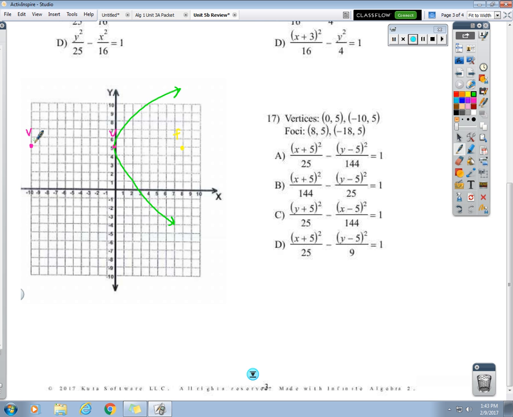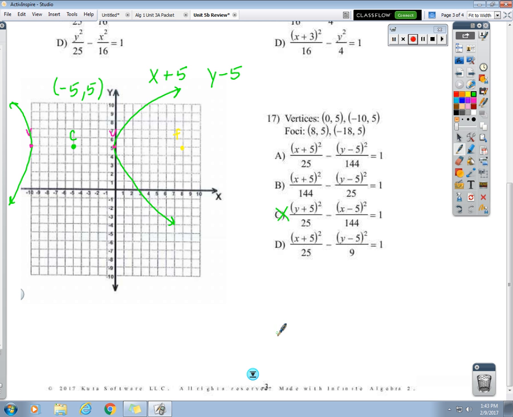Does that rule out any of our options? C, because horizontal hyperbolas start with X, so that rules out C. Okay, now we need to locate the center, because maybe knowing the center will help us narrow down. What do you know about the center once you've got that graph? The center is located in between the vertices. So wouldn't that make the center negative 5, 5? Okay, there's your center. If your center is negative 5, 5, wouldn't that be x plus 5 and y minus 5 in the equation? So that works for all of them.